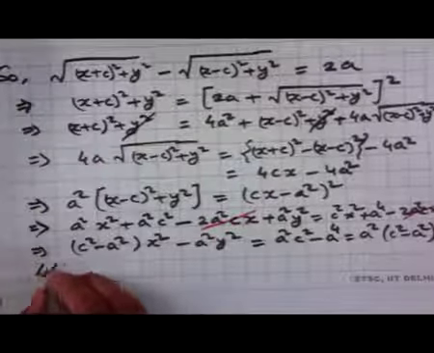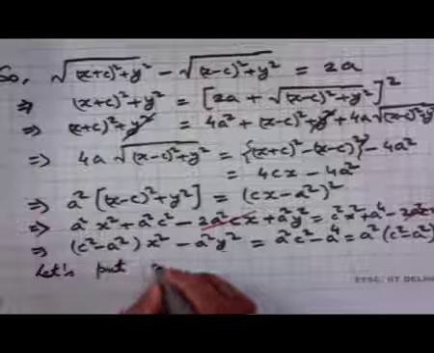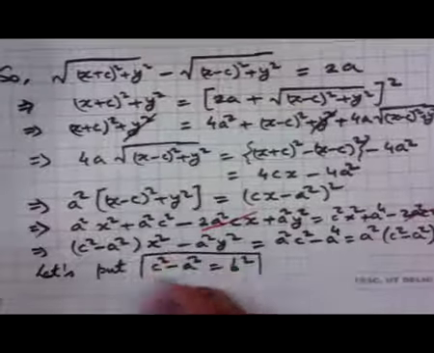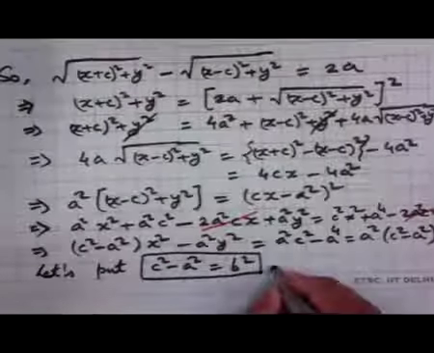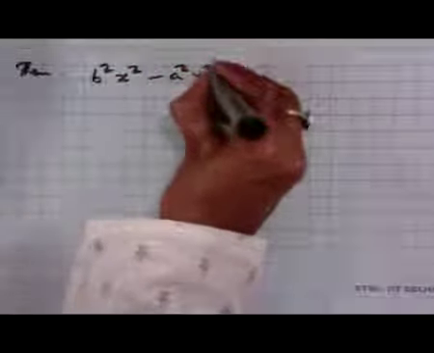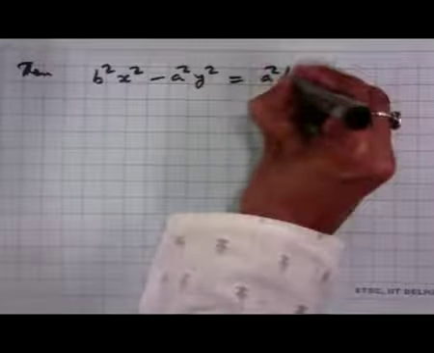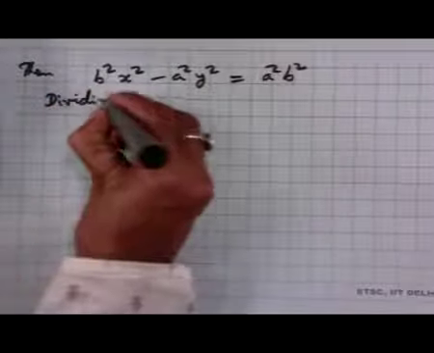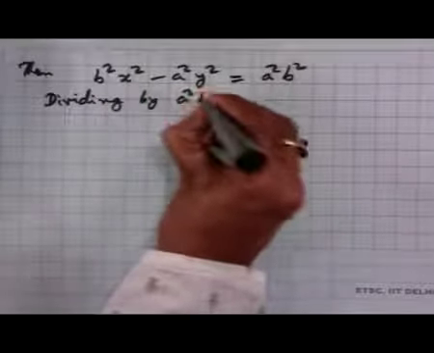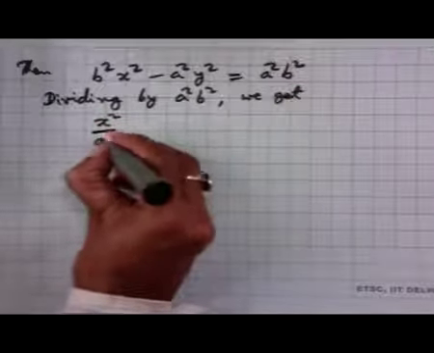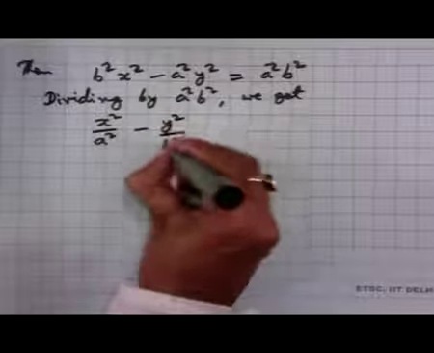So, let us put c square minus a square equal to b square. Then we get b square x square minus a square y square is equal to a square b square. Dividing by a square b square, we get x square by a square minus y square by b square is equal to 1.